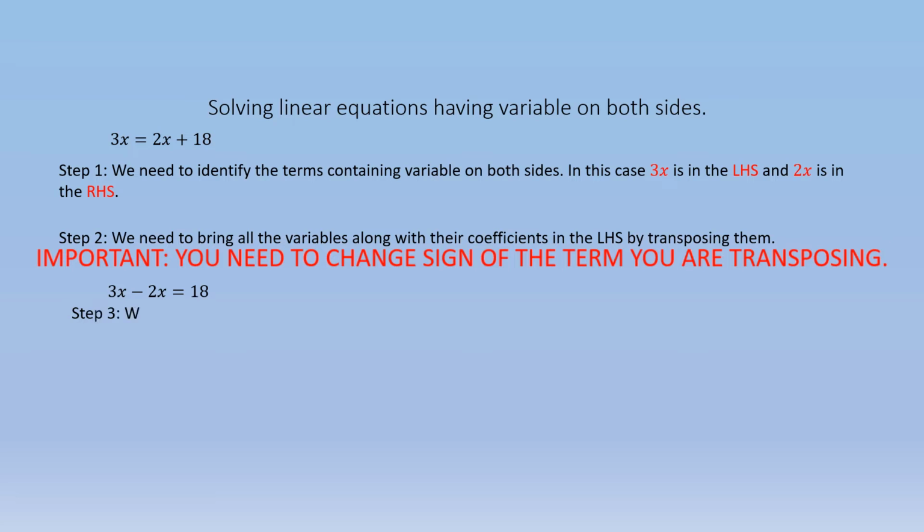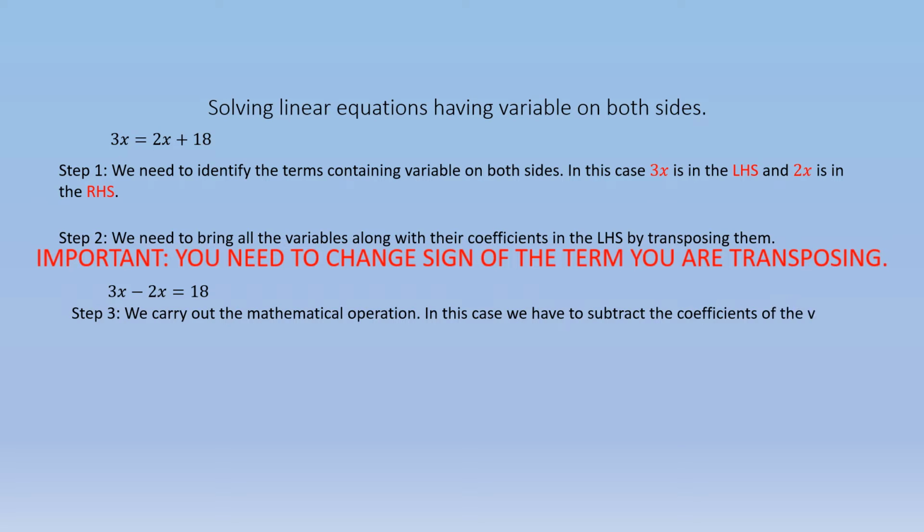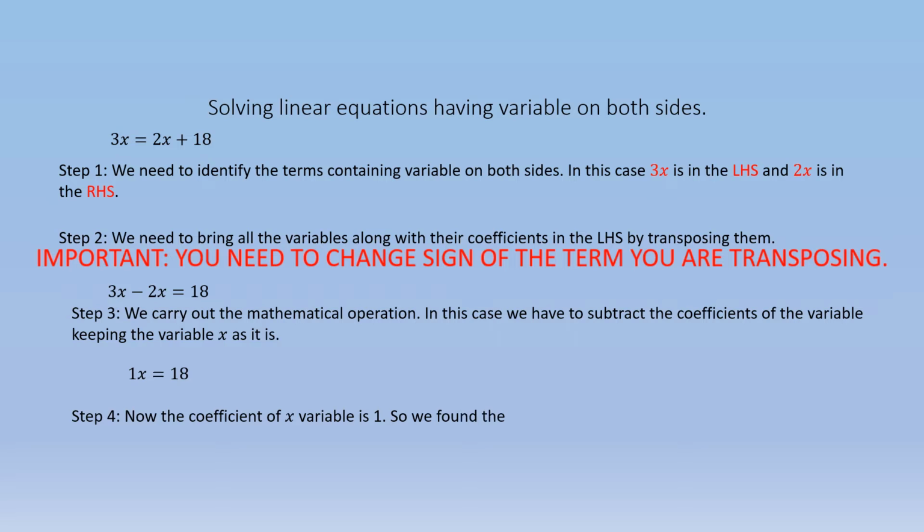Now we carry out the mathematical operations, that is addition, subtraction, multiplication or division as per our requirement. In our case we subtract because we have 3x minus 2x, so we subtract the coefficients of the variable. So 3 minus 2 is 1, so we keep x as it is. We get 1x equals 18. So we can further write that the value of x is 18. This is how we solve linear equations having variables on both sides.